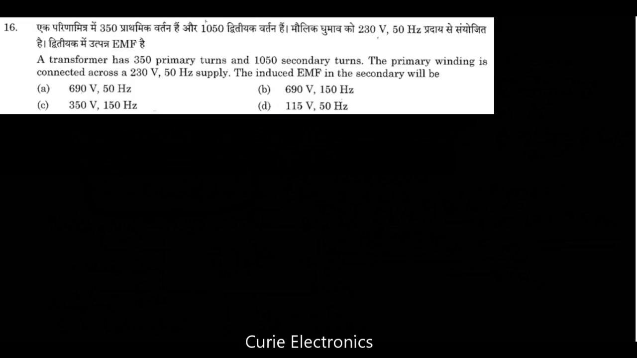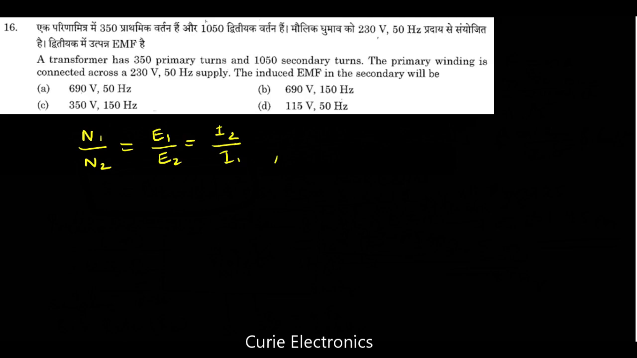Question number 16. A transformer has 350 turns. This is based on the transformer turns ratio. What is the turns ratio? N1 upon N2 equals E1 upon E2 equals I2 upon I1. This is the turns ratio equation.